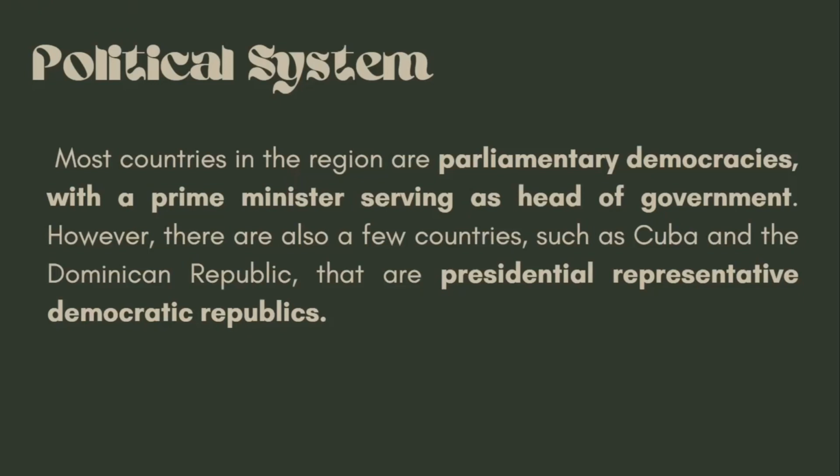Now, in addition to these political systems, there are also some variations in terms of political stability and human rights across the region. Now, some countries have a long history of stable democratic governance, while others have experienced political turmoil and instability. Similarly, there are differences in terms of the protection of human rights, with some countries being known for their strong protections for civil liberties, while others have been criticized for human rights abuses.